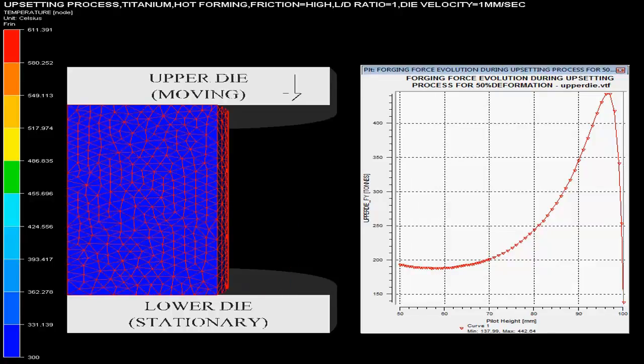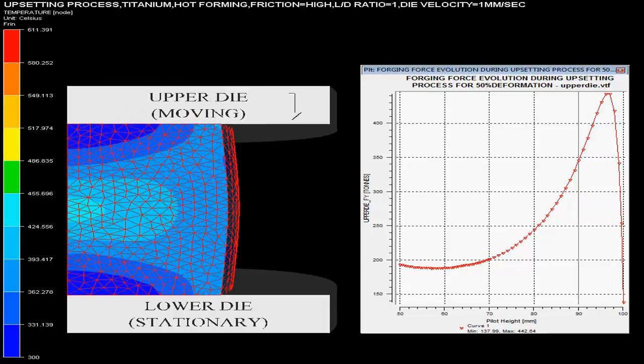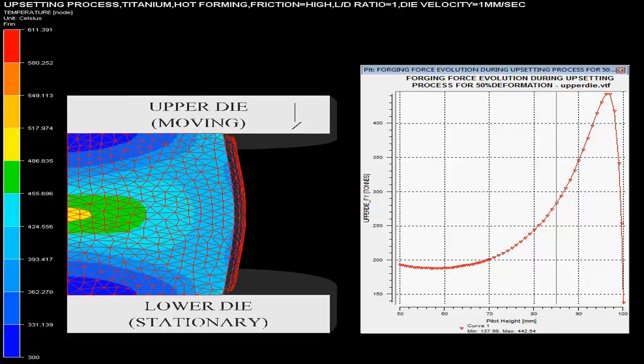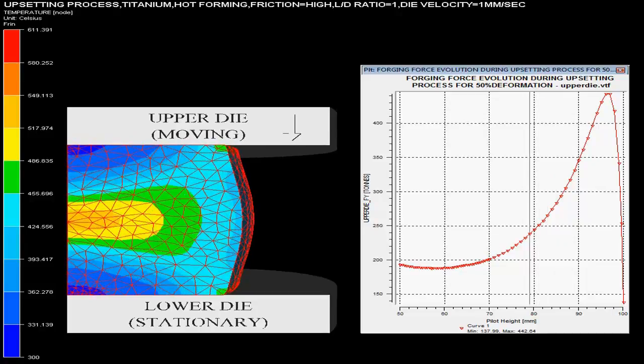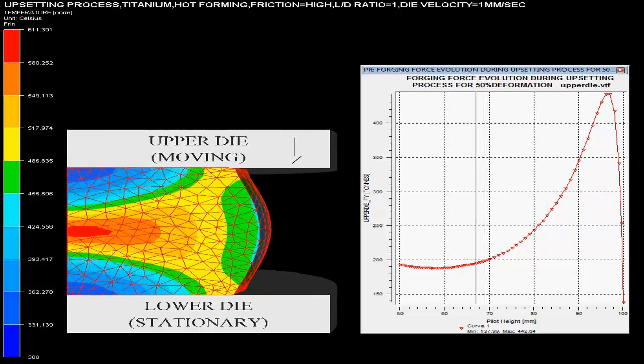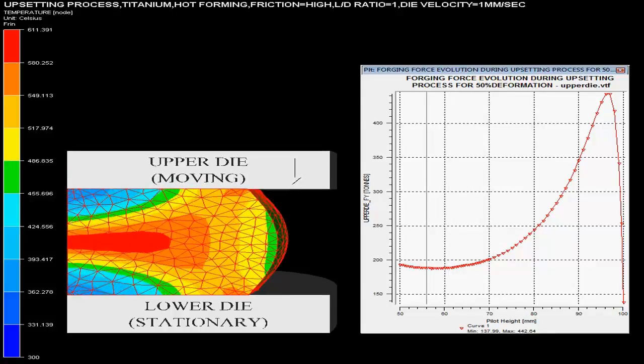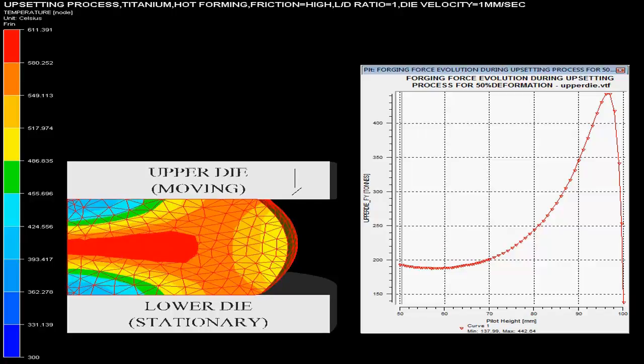The initial temperature of the billet is 300 degrees Celsius. The change in temperature is depicted by the color code shown on the left hand side of the video. And the final temperature of the billet is 580.25 degrees Celsius. Here, the hot upsetting process for titanium billet is shown.